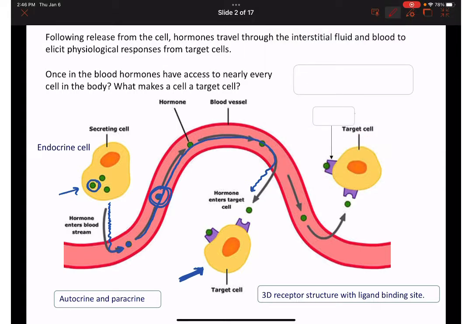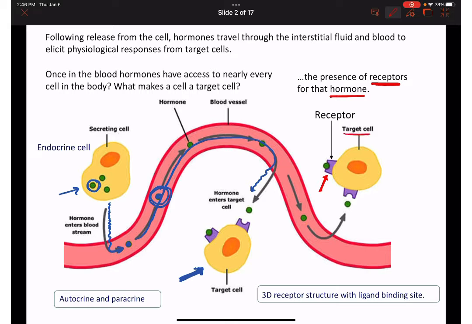And the answer to that is the presence of receptors that are specific for that hormone. So for a cell to be a target cell, it has to have a receptor that is specific for that specific hormone, that binds that specific hormone. And these receptors are extremely complex three-dimensional proteins with different binding sites and whatnot. And so it's a really specific kind of lock and key system. But the point here is that for a cell to be a target cell, it has to have a receptor that is specific for that hormone.